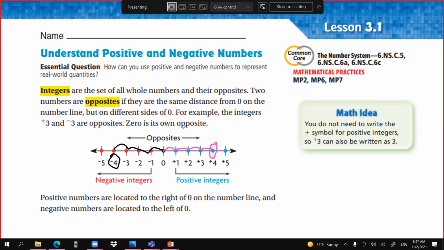Now all the numbers have an opposite, but 0 is its own opposite. You can say positive 0, negative 0, it's the same as 0. There's no opposite for 0. It is 0, it is positive and negative at the same time.